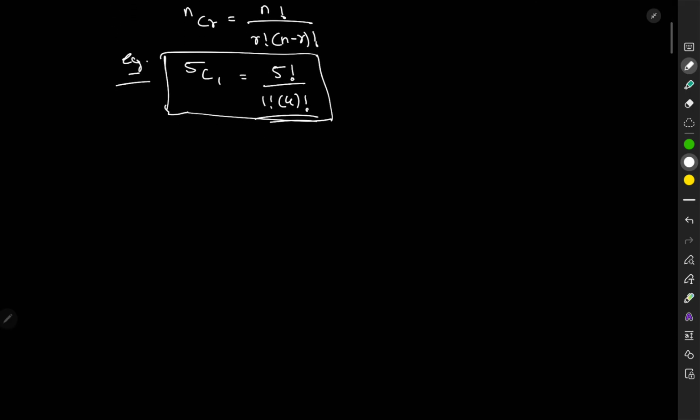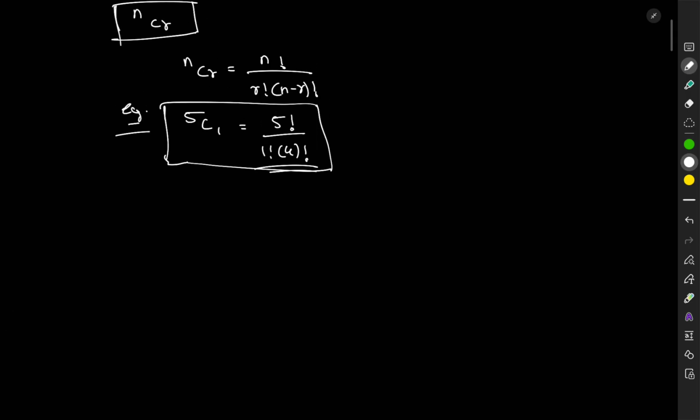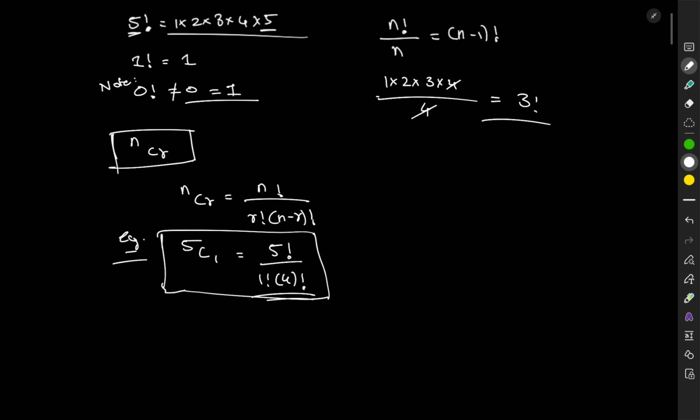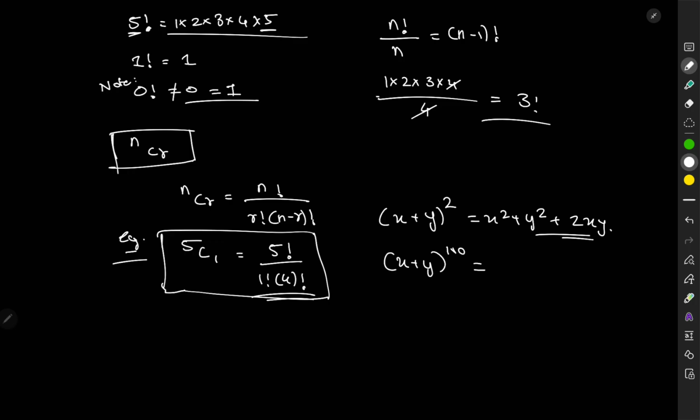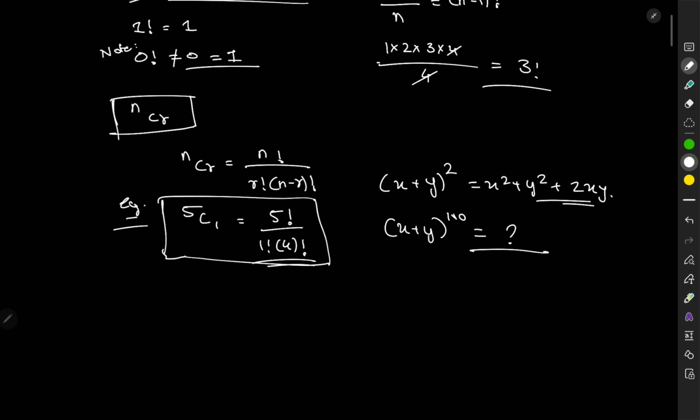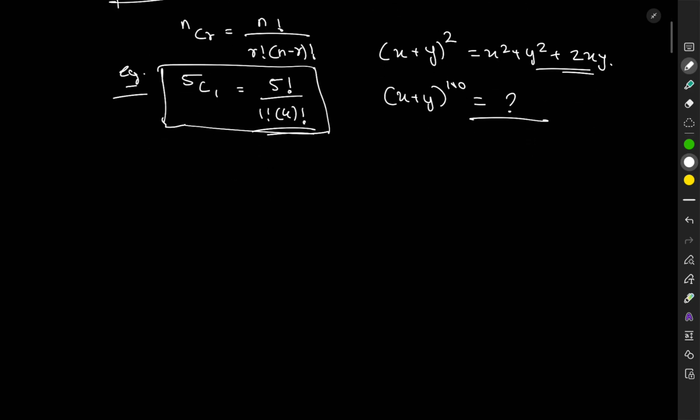So moving further, let's see. They may ask a lot of things, like x plus y to the power 2. You can say x square plus y square plus 2xy, right? So this is easy. What if they ask x plus y to the power 100? Of course you can calculate, but it will be slightly harder. Fine. You can actually calculate to the power 5, but a lot of students don't know how, right?